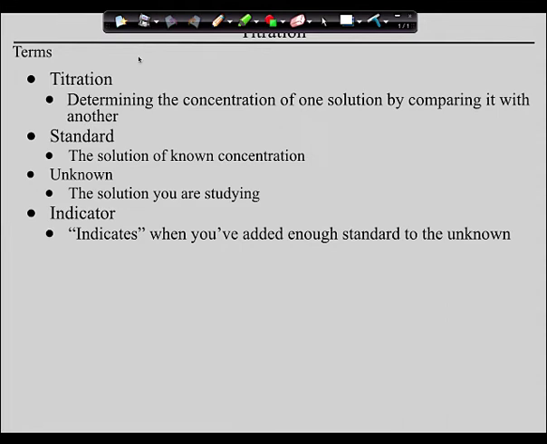So you guys okay? You get the idea? So again, it's a process of comparison. You've got your standard, you've got your unknown, you put them together. When the indicator changes color, you know you're done, and that lets you find the concentration of the unknown. Good? Okay. So the question then becomes, how do you do that?